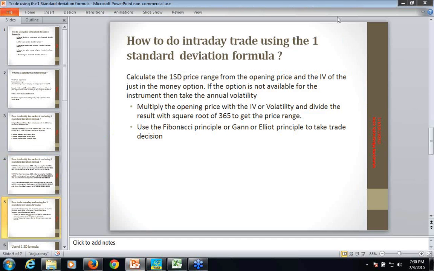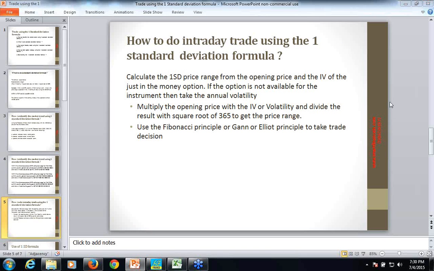Moving to the next part: how to identify an intraday trade using the one standard deviation formula, and how you can utilize it for intraday trading. For an intraday trade, you need to derive the price range. The way I just multiplied with the Nifty at 8,475 and other things, in the same way you have to take from the opening price.